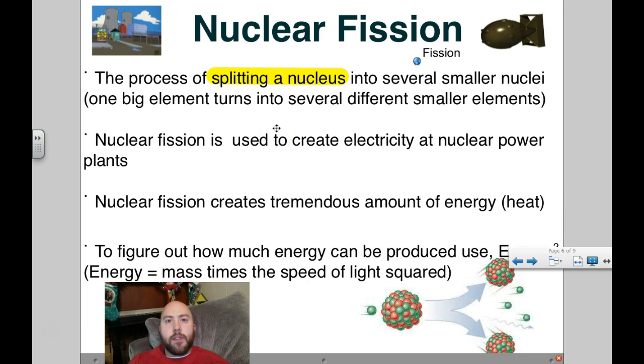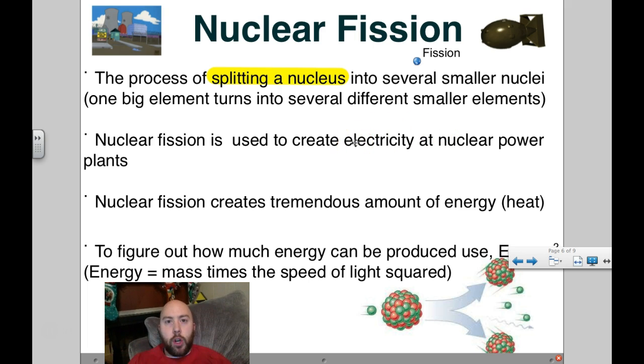Fission is the process of splitting an atom. When you do fission, you're taking a very large nucleus and splitting it into different elements. So again, it's a process of splitting a nucleus into several smaller nuclei, meaning it creates smaller elements. You take a very big, heavy element, and then you create smaller, different elements. Nuclear fission is used in atomic bombs. It's used at nuclear power plants, which create electricity.